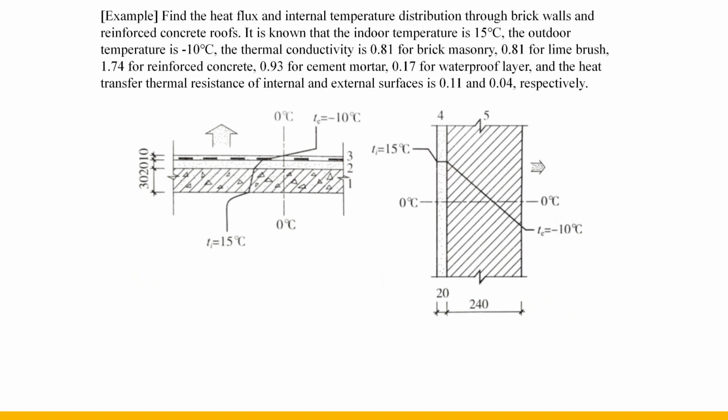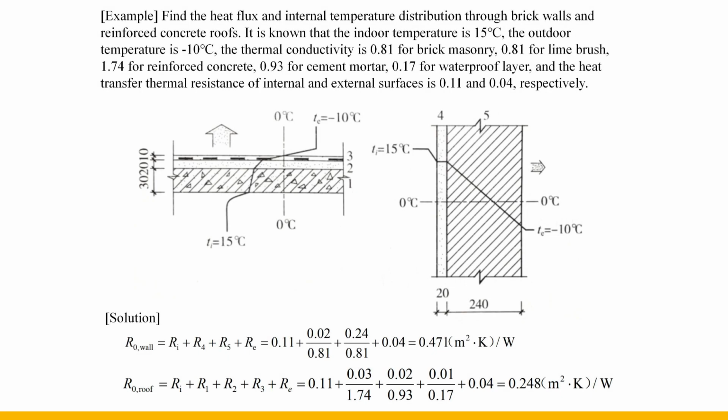Next, let's do an exercise. Find the heat flux and the internal temperature distribution through brick walls and reinforced concrete roofs. It is known that the indoor temperature is 15 degrees Celsius. The outdoor temperature is minus 10 degrees Celsius. The thermal conductivity is 0.81 for brick masonry, 0.81 for lime brass, 1.74 for reinforced concrete, 0.93 for cement model, 0.17 for waterproof layer, and the heat transfer thermal resistance of the internal and external surface is 0.11 and 0.04 respectively.